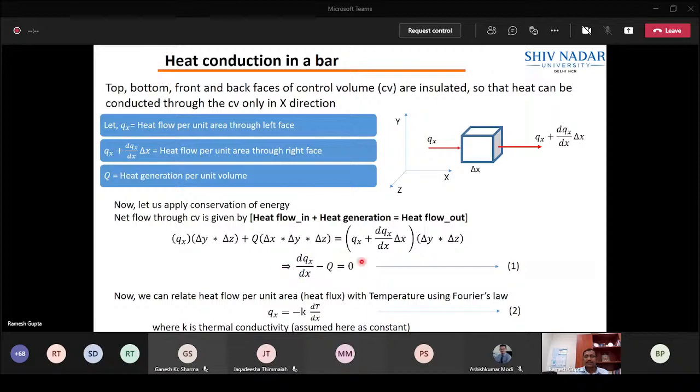You can think of this as the equilibrium equation. Now I talk about three sets of equations: equilibrium equations, constitutive law, and kinematics. Now if I bring in the second one, which is the constitutive law, it relates the stress, the heat flow, to the strain, which is the gradient of the temperature, where the thermal conductivity is K.